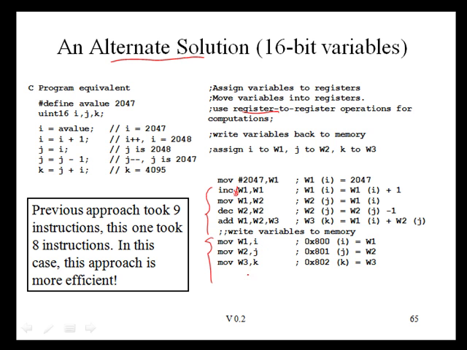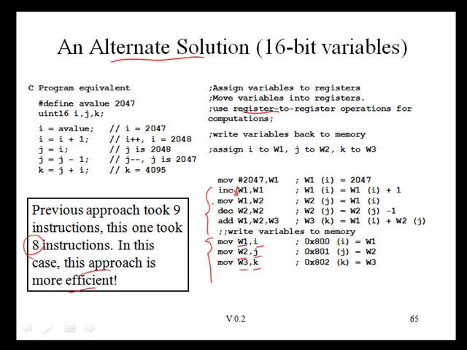we do the write. Since it's a word operation, we can simply directly write W1 to I, W2 to J, and W3 to K. This means that this approach is actually more efficient than the previous approach. This approach only takes 8 instructions.